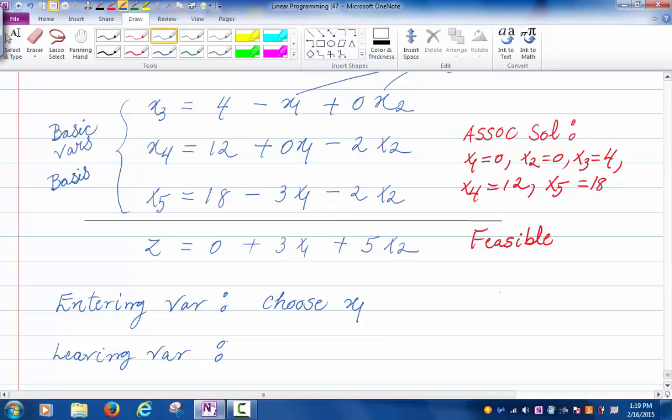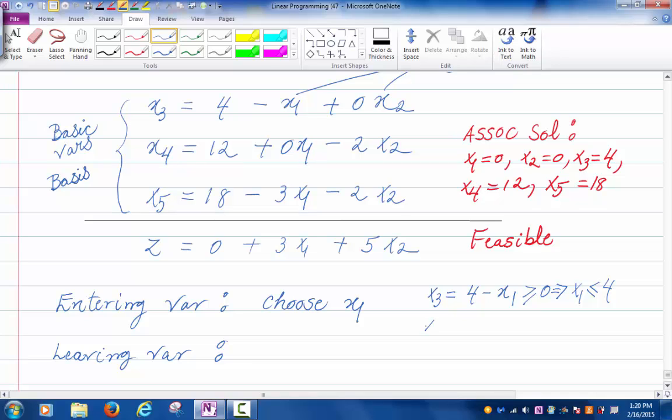Well, let's look at the first equation. It says x3 is 4 minus x1. Remember, we are keeping x2 at 0, so I don't care about the last column. What do we need? We need this to be non-negative. What would that mean? Anybody? What does it mean to say that x3, 4 minus x1, has to be non-negative? It means x1 has to be less than 4, right? You can solve that inequality.